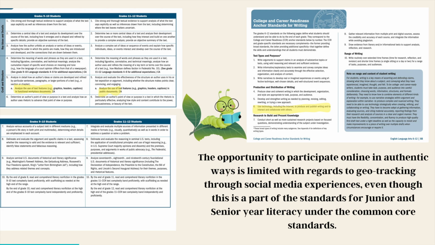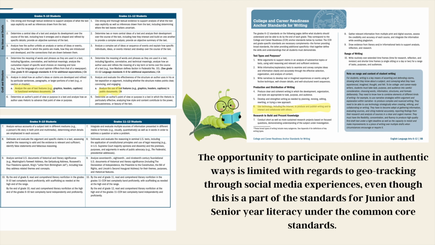This is a part of the standards for junior and senior year literacy under the Common Core standards. So specifically over here, when we look at the college and career readiness anchor standards for writing, section 6 over here on your right says, under production and distribution of writing, use technology, including the internet, to produce and publish writing and to interact and collaborate with others. So again, the production and the distribution of being online, on the internet, collaborating with others, and that's exactly what iNaturalist allows.